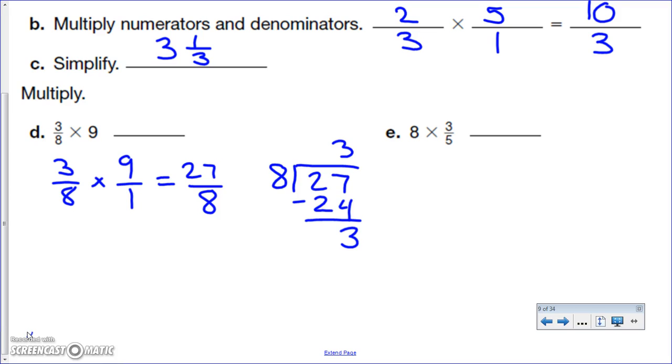And we know when going from an improper fraction to a mixed number, the number on top of the division house is our whole number. The numerator goes back over the denominator to form a fraction. So we're going to get 3 and 3/8.